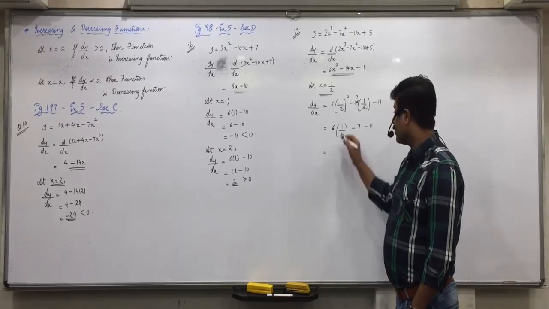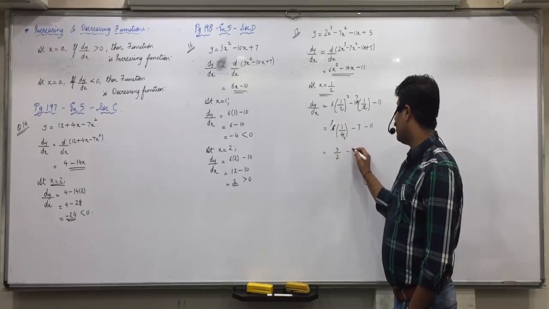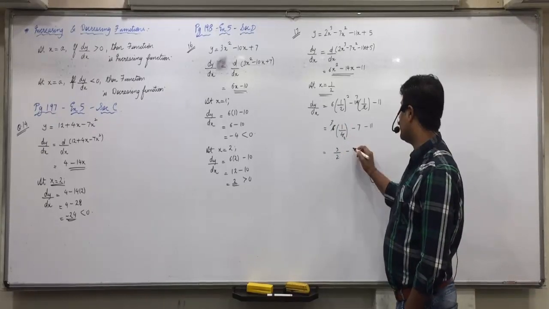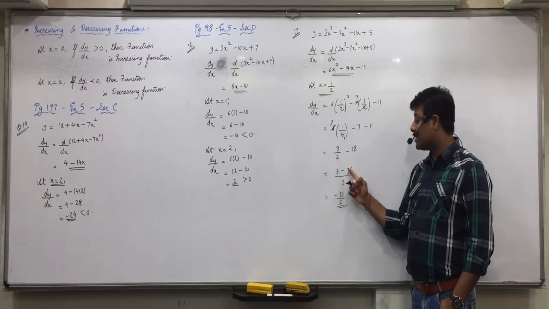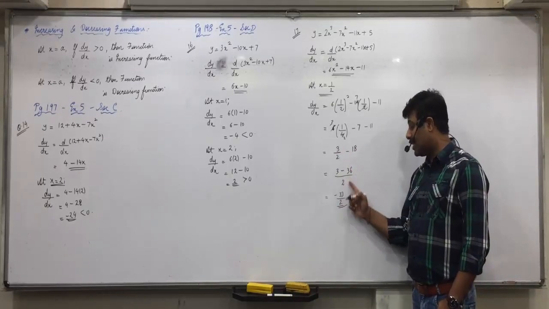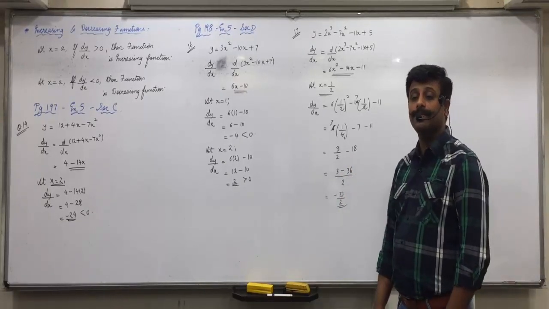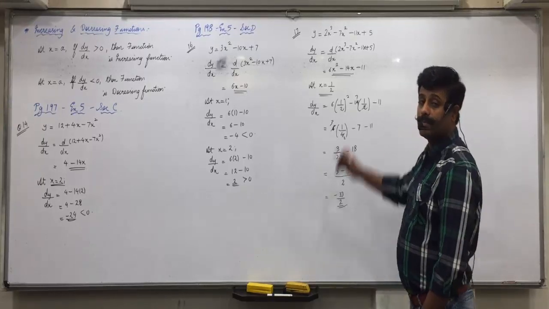3 by 2 minus 7 minus 11, that is minus 18. Okay, 18 into 2 is 36. So 3 minus 36, and upon LCM is 2. So 3 minus 36 is minus 33 by 2. Did everyone understand this? Further?